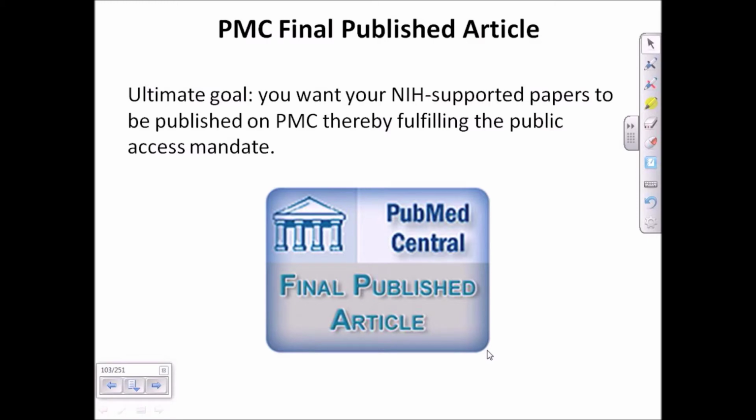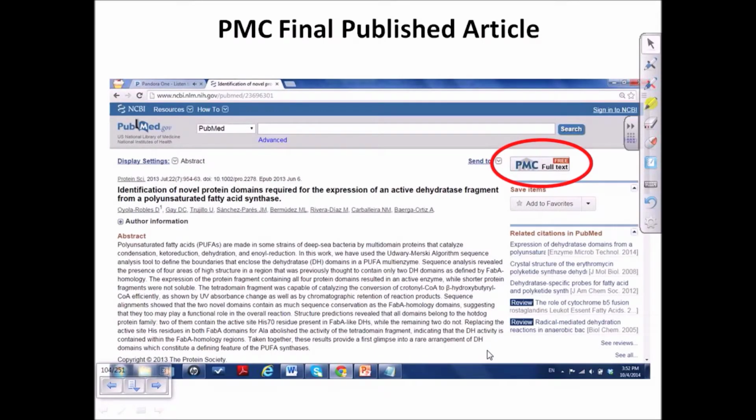So the ultimate goal is to have your NIH-supported papers published on PubMed Central, thereby fulfilling the public access mandate. And so I've given you an example here. I went into PubMed and I searched for the G12 grant here at the University of Puerto Rico Medical Sciences campus, and I found a paper published by one of your faculty members. And this is the paper. This is what it looks like when it comes up under PubMed, not PubMed Central, just PubMed. There's the title of the paper and the authors listed there.